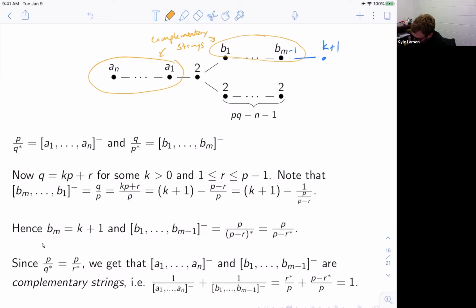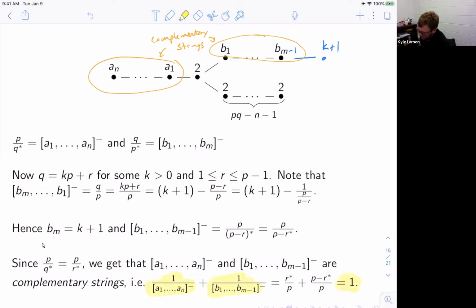What that means is that if we take the corresponding rational number, say a over b, so these represent continued fractions of some rational numbers. If we take the reciprocals, then they add up to 1. And that's actually highlighted down here, right? If we take 1 over the rational number represented by a1 through an, and 1 over this continued fraction, then they add up to 1. So this is the definition for being a complementary string.